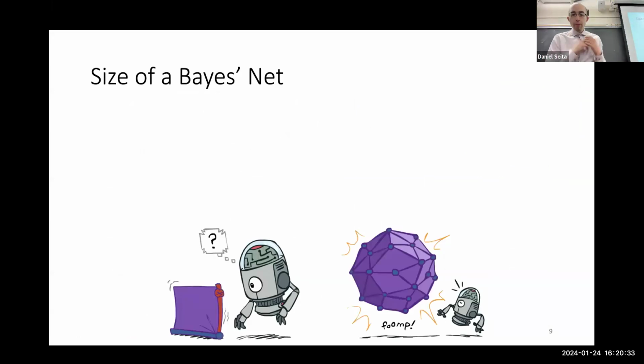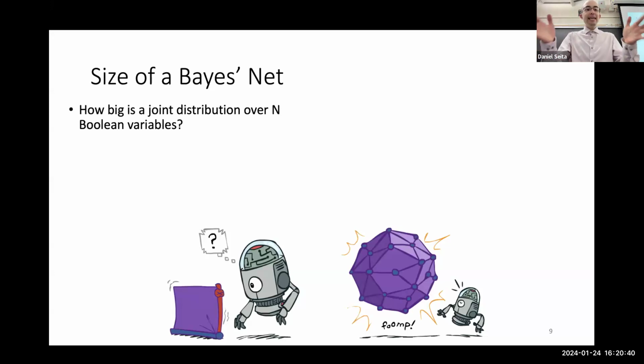All right. So let's talk about the size of a Bayes net. How big is a joint distribution over n Boolean variables? So by this, we're talking about what is the size of a table that you might have to make that enumerates all the possible combinations of the n random variables? Yeah, so how big is it? Yeah, so it's 2 to the n. Everyone gets why this is true. We have n variables, each of them has 2 values, and then you have to write out all of the combinations, it's 2 to the n.